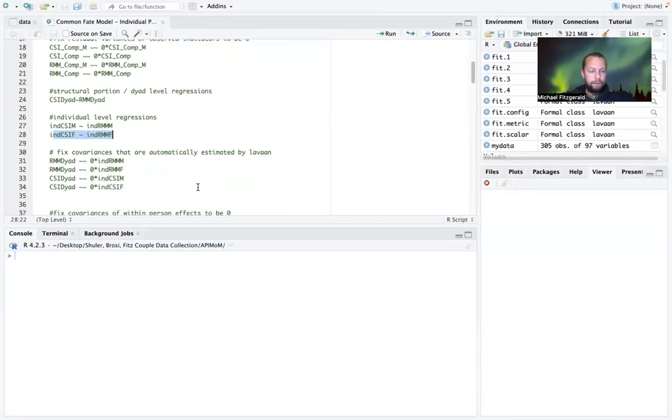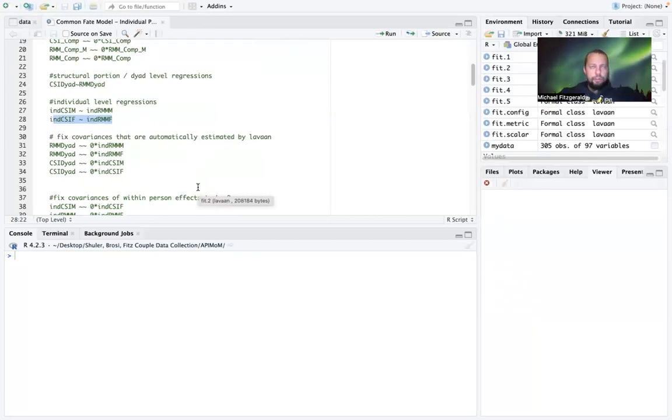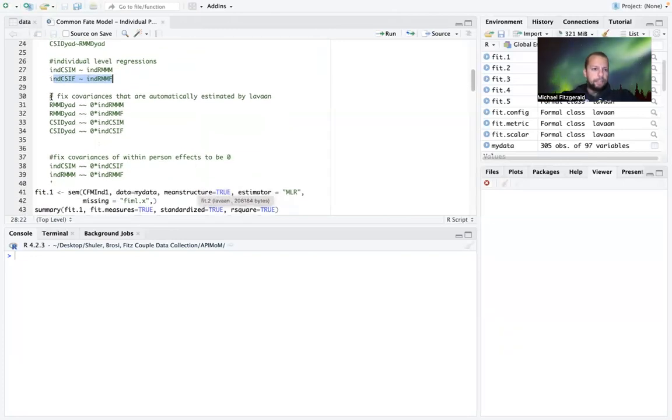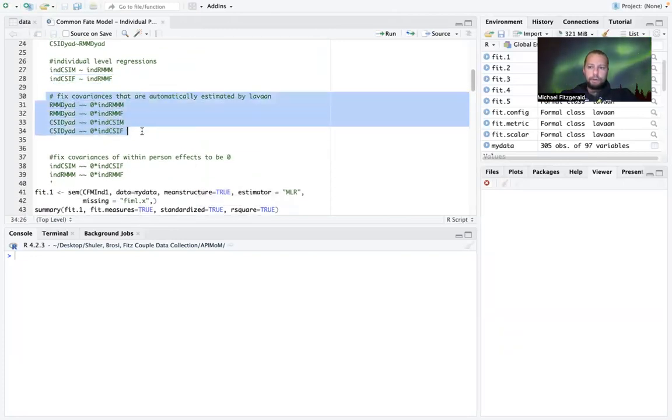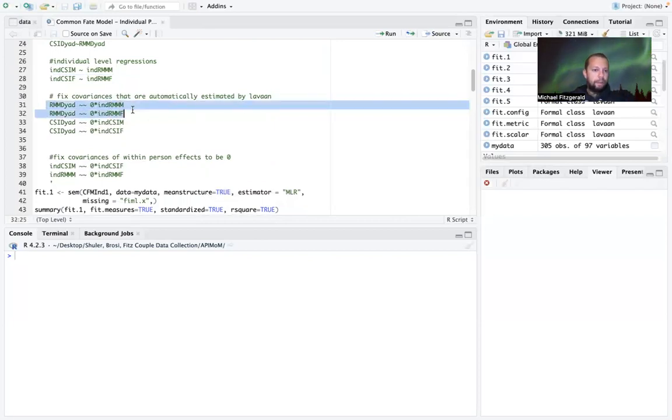Due to some assumptions and defaults that lavaan makes, you will need to specify lots of covariances to be 0 in order for your model to effectively run. So I fixed the covariances between the RMM dyad and the observed indicator, the within person indicator, for all 4 of them.